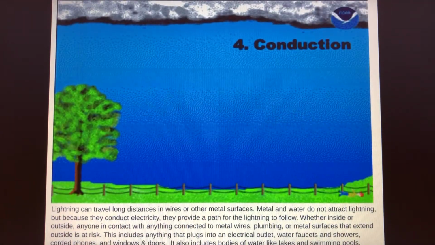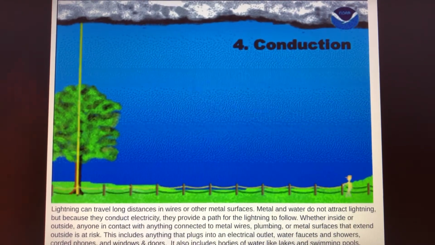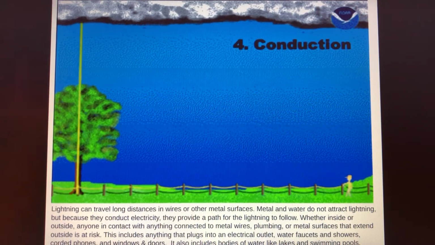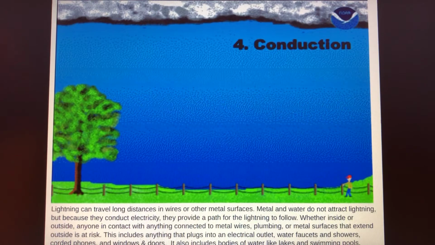Now, conduction. Conduction is one you really need to worry about. Lightning travels all kinds of distances in wires, metal surfaces, and water. Metal and water don't attract lightning, but they conduct electricity very well. Their molecules are very close together. So they provide a path for that lightning to follow. So whether you're inside or outside, if you make contact with anything connected to a metal wire, to plumbing, to electricity, metal surfaces, or water, you are at risk.